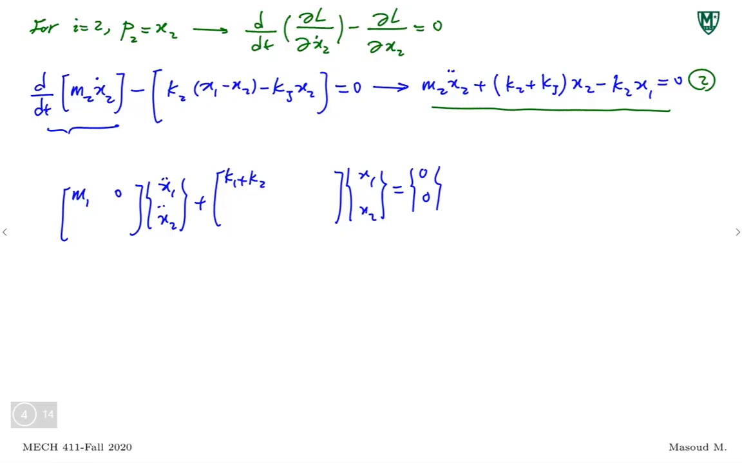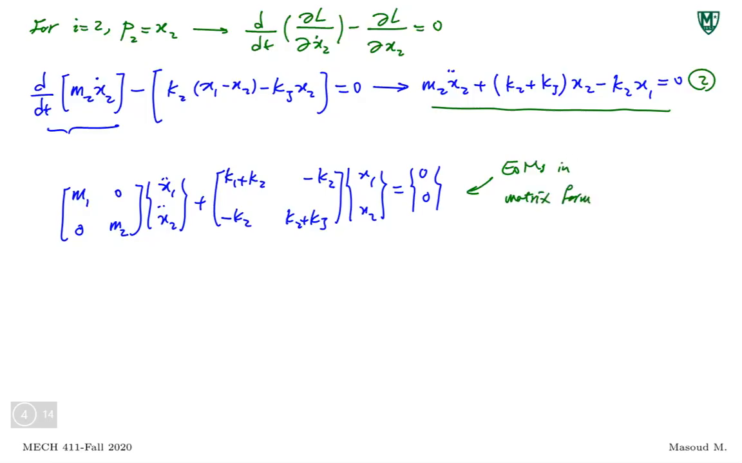And go back, minus k2. Minus k2 comes from equation first. The second equation, this is 0, this is m2. x1 is minus k2, and x2 is k2 plus k3. So this is my equations of motion in matrix form.